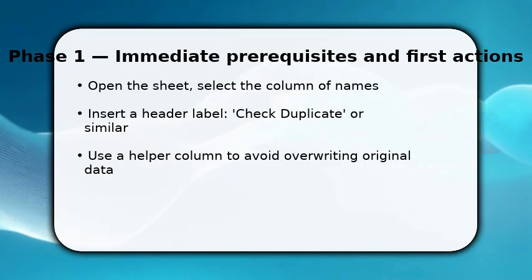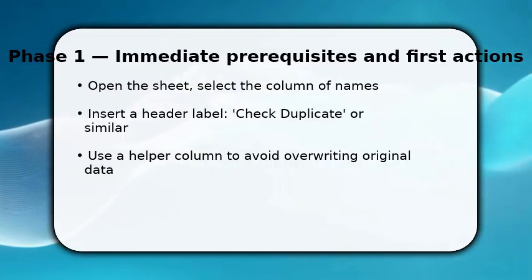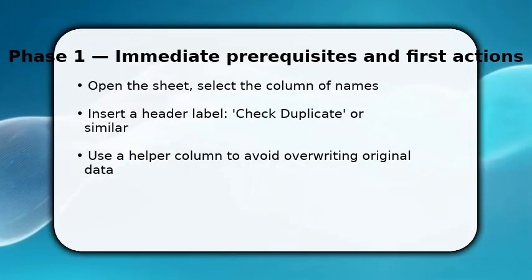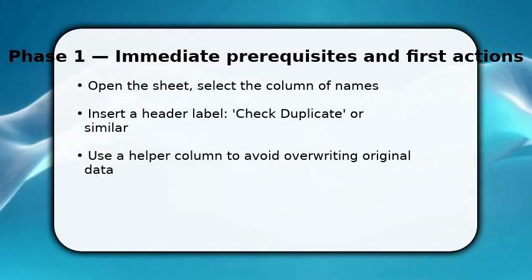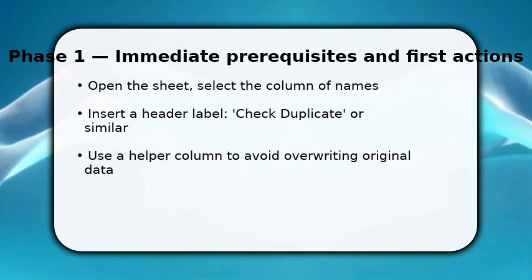For example, in row 2 type equals COUNTIF($A$2:$A, $A2) > 1 to return true for repeats. Once done, drag or double-click the fill handle to apply it to all rows so every name is evaluated. This gives you an immediate visual indicator and a reliable column to filter or format from.